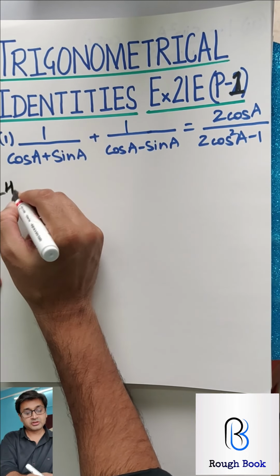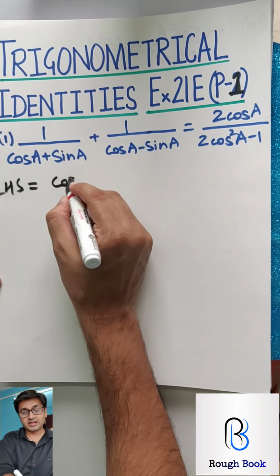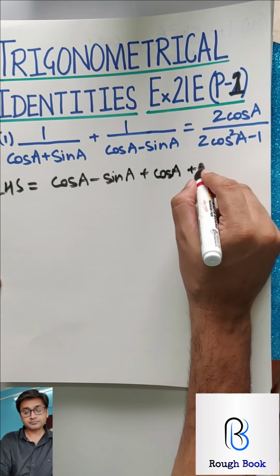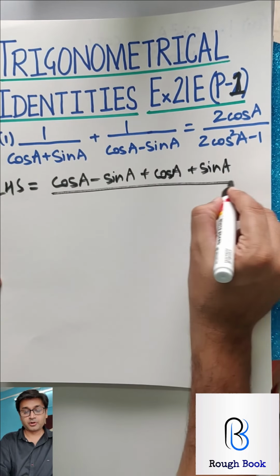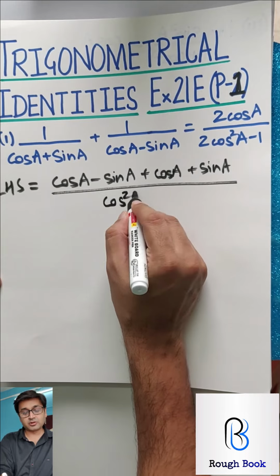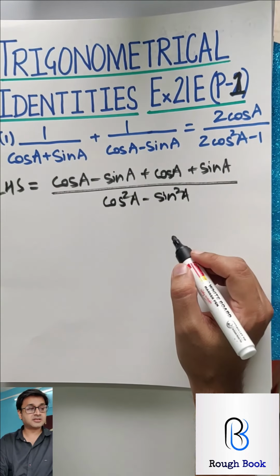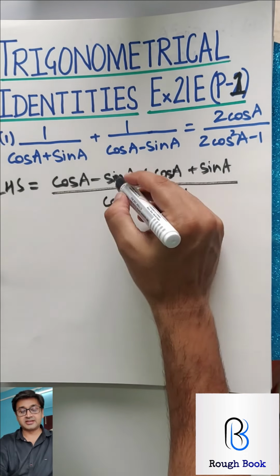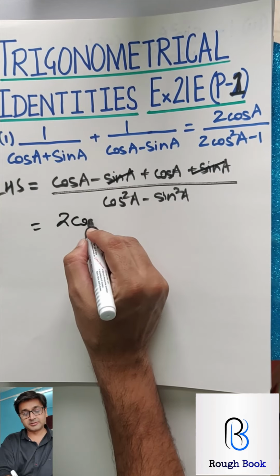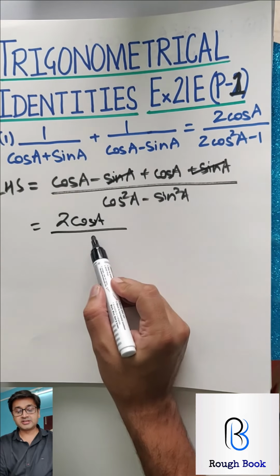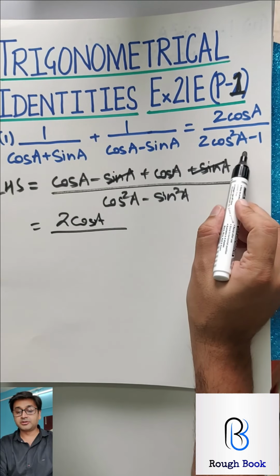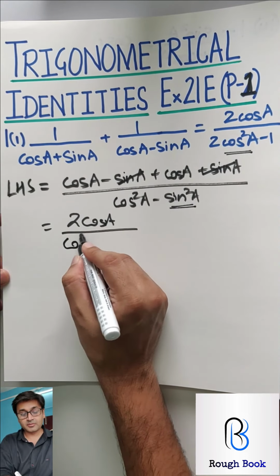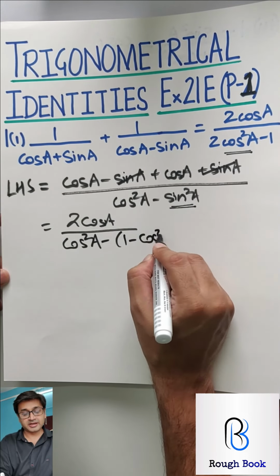Come on, try it. So LHS, taking the LCM, I will get cos A minus sin A plus cos A plus sin A upon A plus B, A minus B, so cos square minus sine square. Come on, take this forward. I'm 100% sure you're going to get it. Sin A gets cancelled and I will get 2 cos A upon, 2 cos A is already met the numerator. Now denominator you need to think. What you need is cos. You don't need sine. So can you get rid of sine? How? By changing into 1 minus cos square.